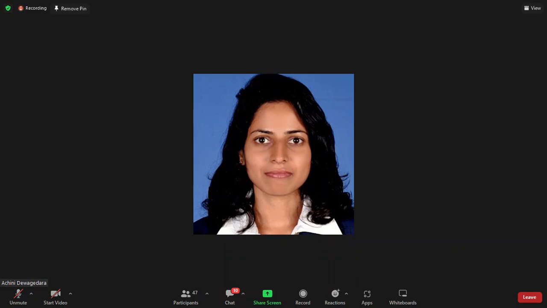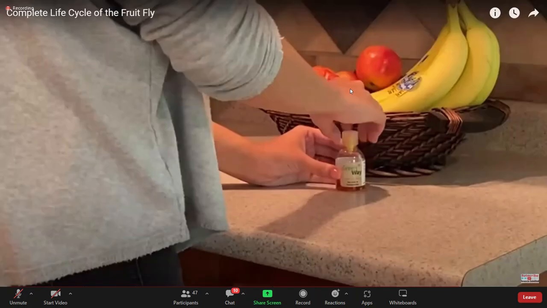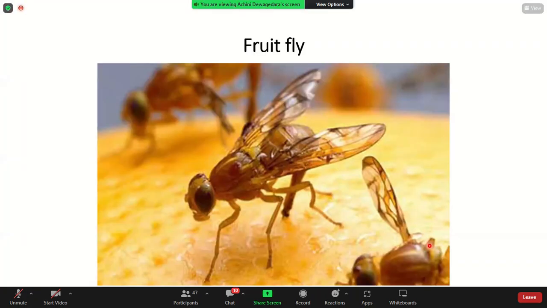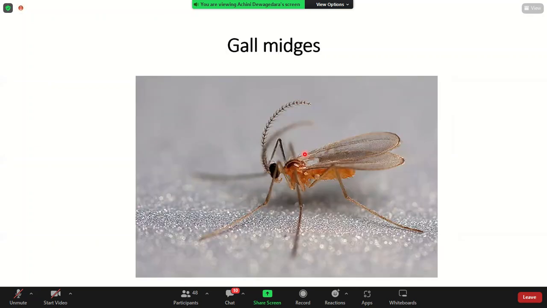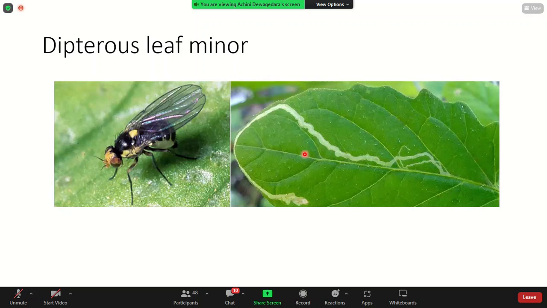Okay, that is how the fruit fly damage occurs. The main damage is done by the larvae, right? Next one is housefly. I think you all are familiar with housefly, and they generally do not do a damage the crops that we grow, but may damage the stored food. And I told you that they have sponging mouthparts. And these are some other examples, goldfishes and Dipterus leaf minor.